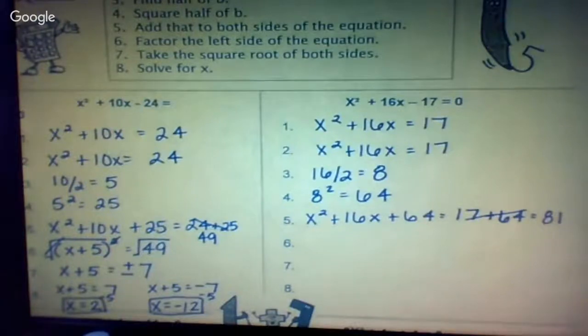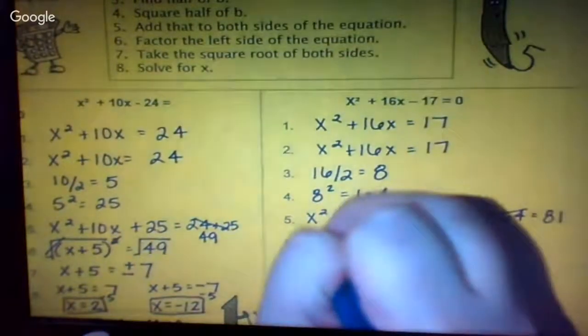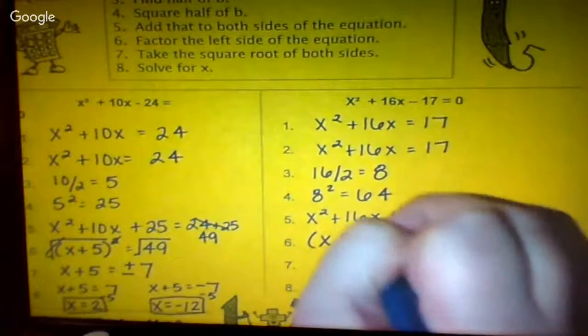Okay. Step 6 says factor the left-hand side. Let me show you the quickest way to do this without even trying to factor it. When we took half of b, we got 5 in this first one, correct? Look what went into our factors when we factored it. 5. So whatever you get when you take half of b becomes your factor here. So here we got 8. Because this middle term's positive, this is going to be x plus 8. So x plus 8, don't forget to square it.